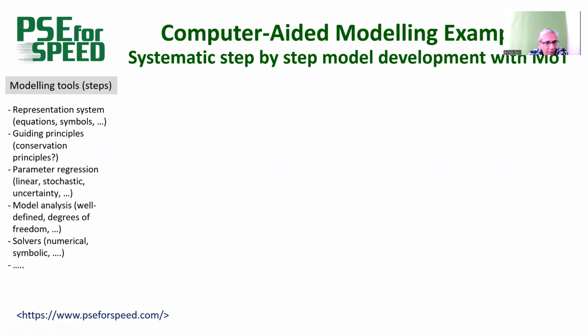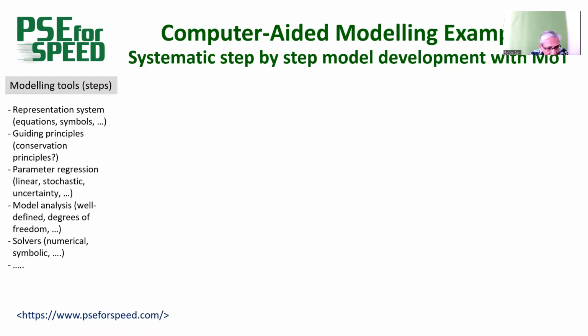In order to develop a model, various modeling steps are needed, and some of these can be accommodated with modeling tools also to help with the modeling. For example, representation of the system in terms of equations or symbols, guiding principles for deriving the model, like conservation principles. The model usually will have parameters, so regression of parameters with different types of tools can be done. Then analysis of the model.